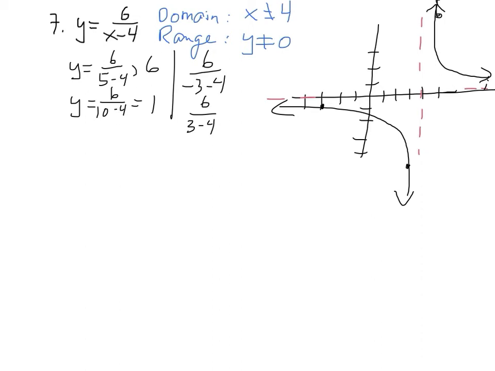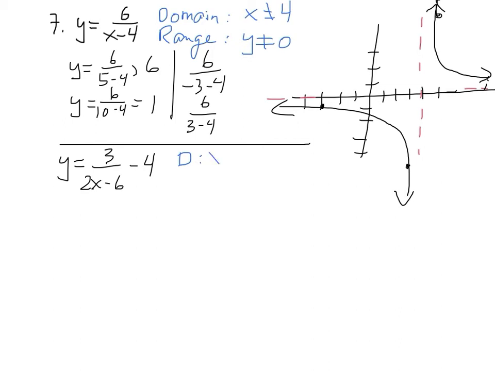Alright, the last problem. y equals 3 over 2x minus 6, minus 4. Again, the domain. What can x not equal? Well, it cannot equal 3 because that would make the denominator 0. The range. I can never make this part of the equation equal to 0, which means y can never be negative 4. So there are my two asymptotes.